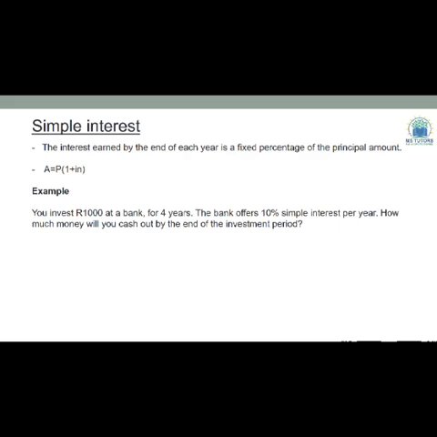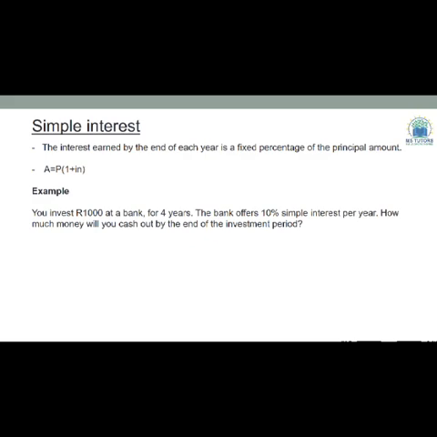So the example says that you invest 1,000 rands at a bank for 4 years. Now, the bank offers 10% simple interest per year. Now, how much money will you cash out by the end of the investment period? Right. We're given P, which is 1,000. We're given N, which is 4. You're given I, which is 10%.